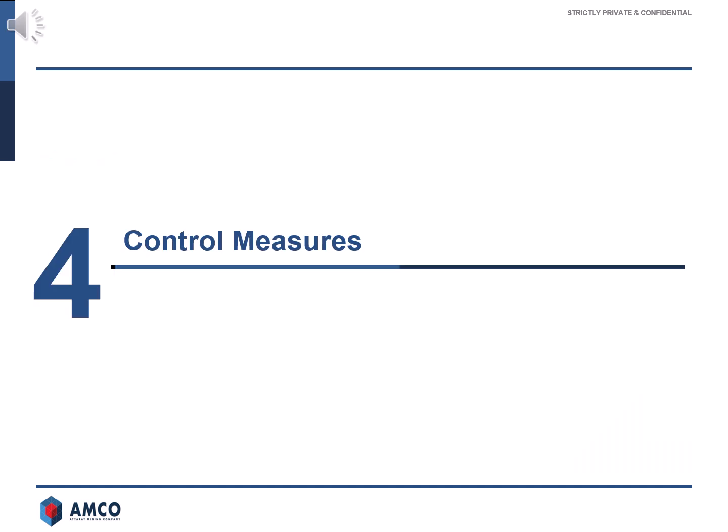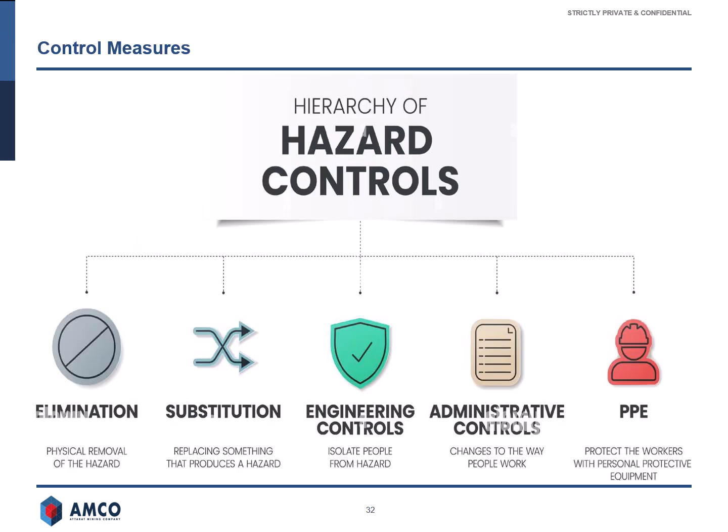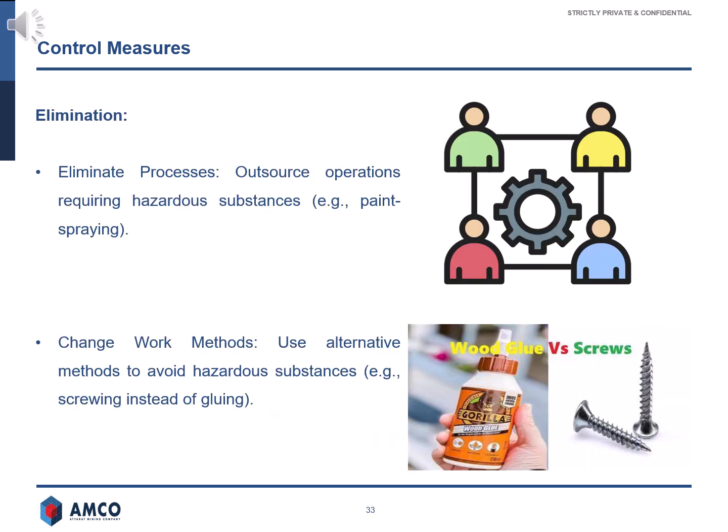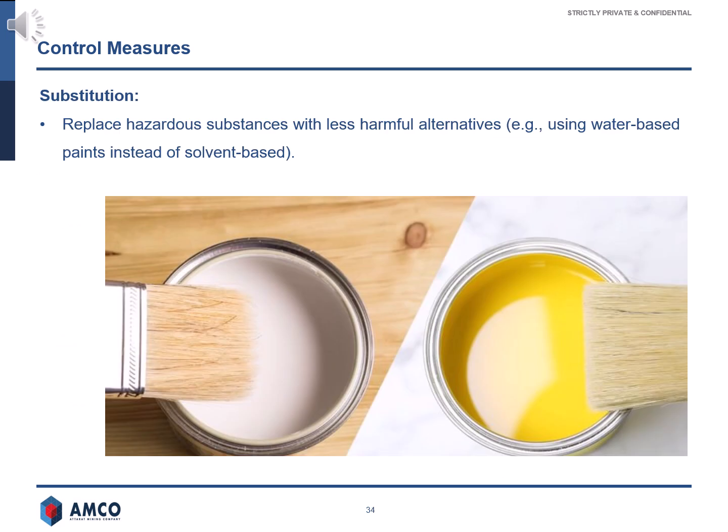Control measures. Elimination. Eliminate processes, outsource operations requiring hazardous substances, e.g., paint spraying. Change work methods, use alternative methods to avoid hazardous substances, e.g., screwing instead of gluing. Substitution. Replace hazardous substances with less harmful alternatives, e.g., using water-based paints instead of solvent-based.